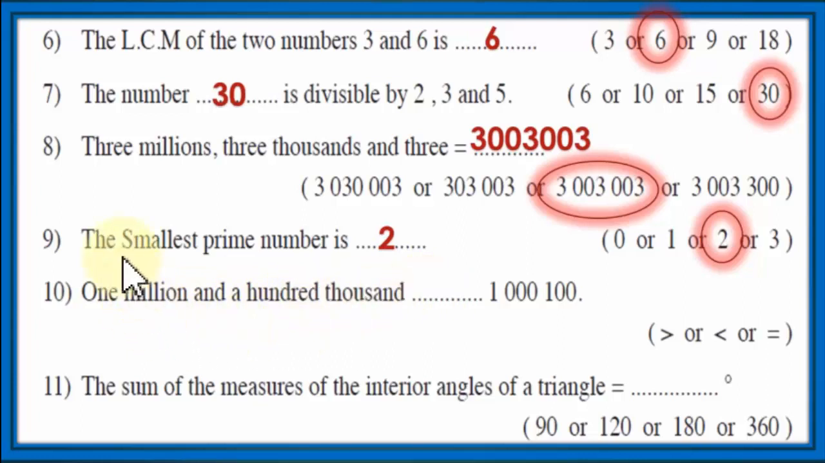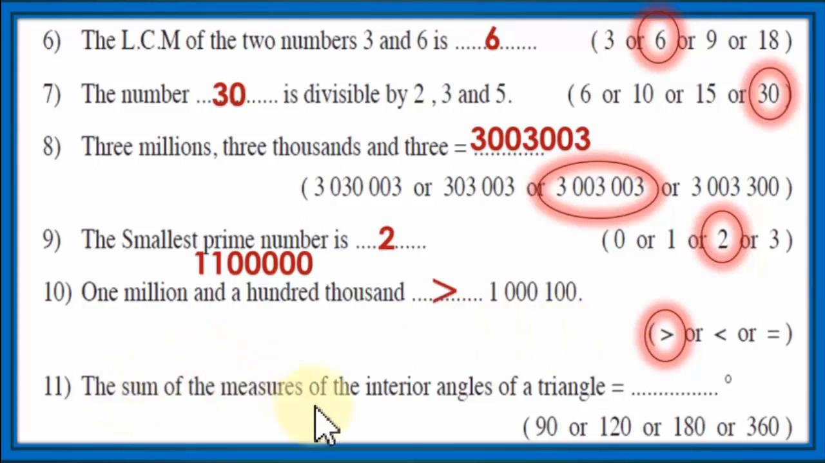1,100,000. Compare between 1,000,000 and 100,000, and 1,100,000. Of course, 1,100,000 is greater than 1,000,000. So write greater than.